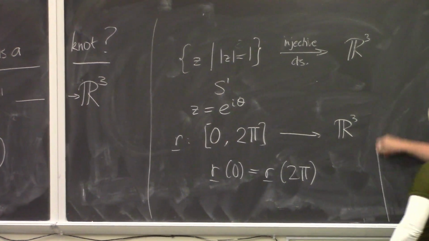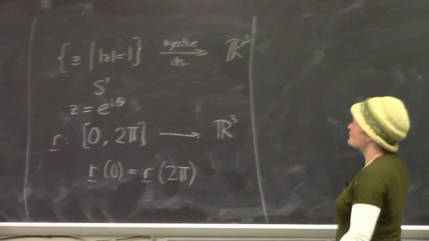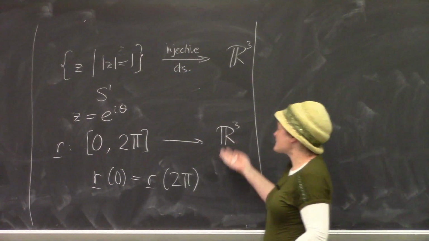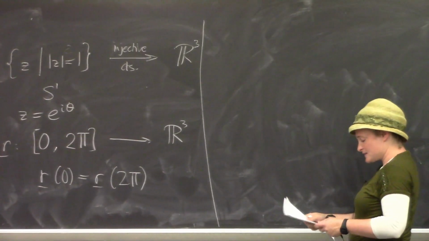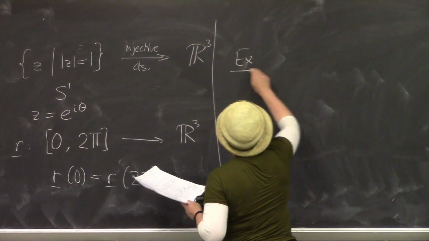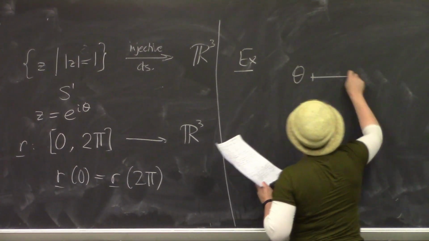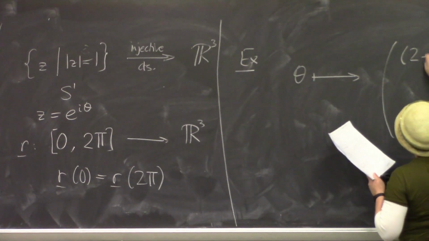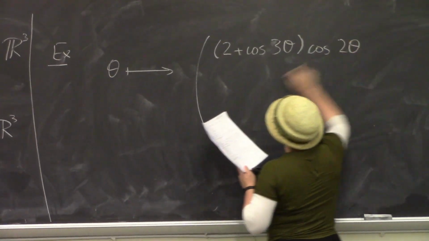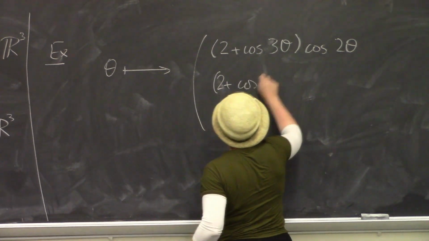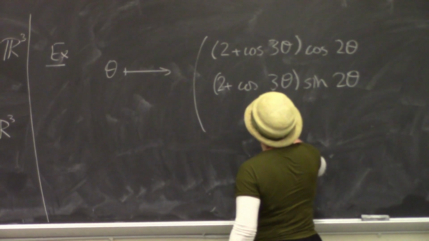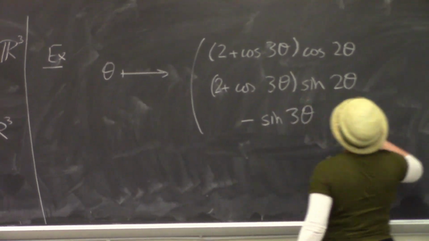Okay, so that's a definition of a knot. So that means that we need to give 3 coordinates as functions of theta in this case. So for example, here's an example. Theta goes to 2 plus cosine 3 theta, cosine 2 theta; 2 plus cosine 3 theta, sine 2 theta; and minus sine 3 theta. Okay, it's continuous.